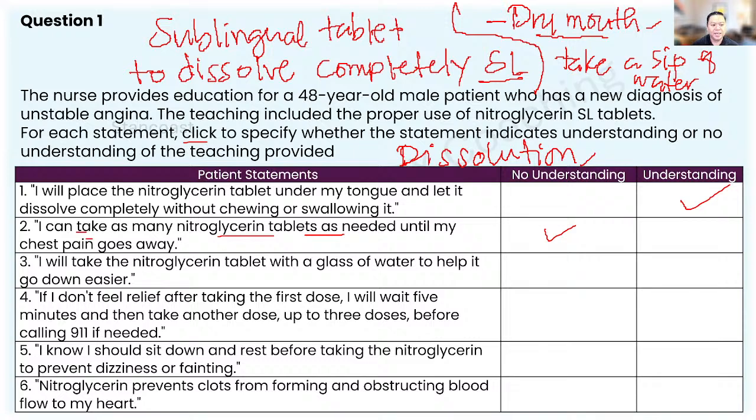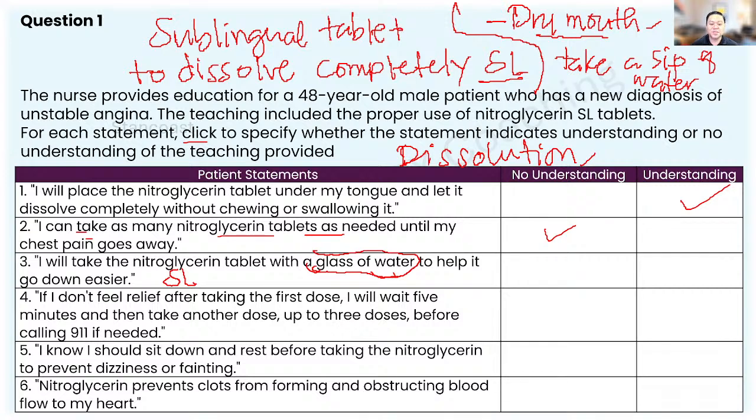All right? Now, what about number 3? I will take the nitroglycerin tablet with a glass of water to help it go down easier. Guys, remember, we're talking about the sublingual tablet. We should not let them chase that with a glass of water. No water to be swallowed after they place the tablet under the tongue, okay? Because once the medication is flushed down into the GI tract, well, what do you think?